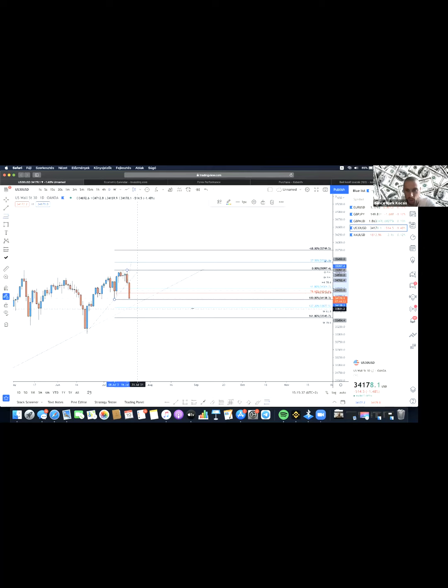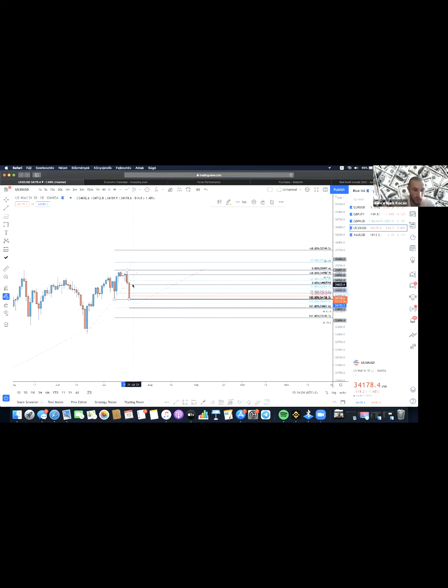So at the moment, my thoughts on US 30, I think it will be going to, let's use the round number a little bit above just in case, 33,900, and probably after that we possibly get some pullback. The weekly is still bullish, it's not a question, but you see if this candle closes really bearish, then the daily structure will be broken.